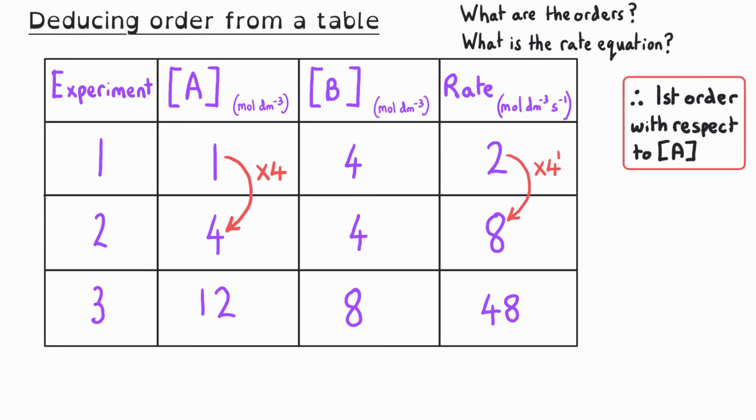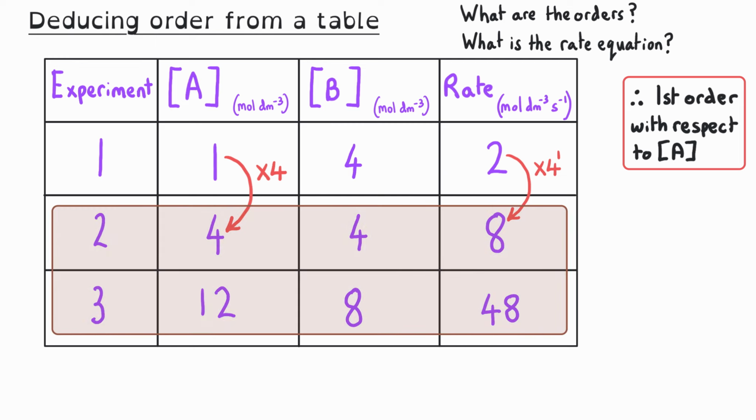And then we have a bit of a problem because there is no pair of experiments where the concentration of A is constant. And so what we need to do here is work out what the effect would be if only the concentration of A was changed. And so if we pick experiment 2 and 3, the concentration of A has been changed from 4 to 12. In other words, it is 3 times larger.